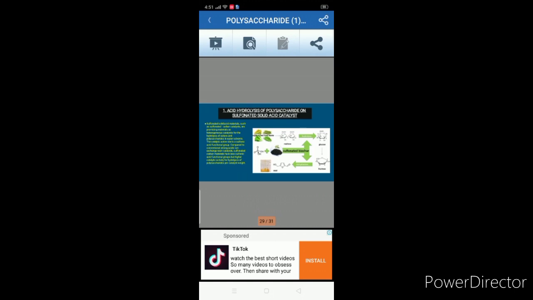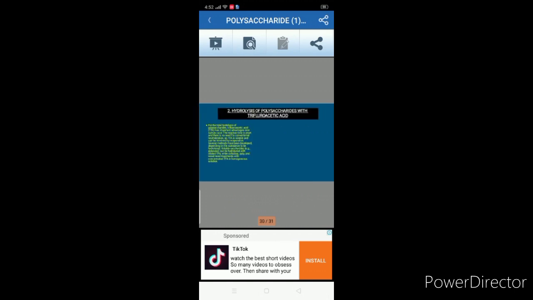Acid hydrolysis of polysaccharide on sulfonated solid acid catalyst. Sulfonated solid acid materials such as sulfonated carbon catalysts are promising materials as heterogeneous catalysts for the hydrolysis of esters and polysaccharide in water solvents. The catalytic active site is the sulfonic acid functional group. Compared to conventional strong acidic ion exchange resin catalysts, sulfonated carbon materials have less sulfonic acid functional group but higher catalytic activity for hydrolysis of polysaccharide per catalyst weight.